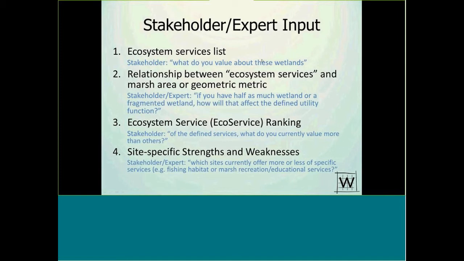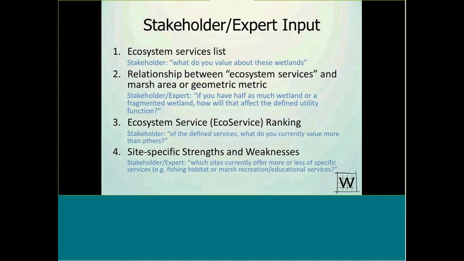Then once we gathered our ecosystem services list, which we gathered through phone calls, in-person workshop, and emails, we defined the relationship between those ecosystem services and some sort of SLAMM output, whether it's a marsh area or a geometric metric, which I've discussed a little bit to this point. But some of the other concepts could be the marsh to open water interface, which is particularly important for nekton habitat, for example.